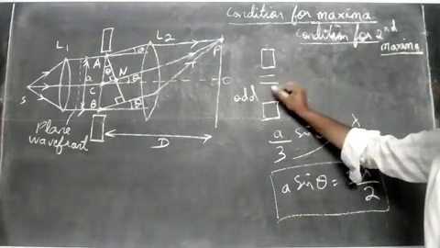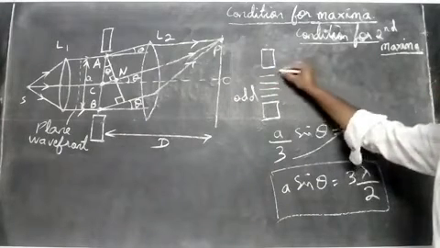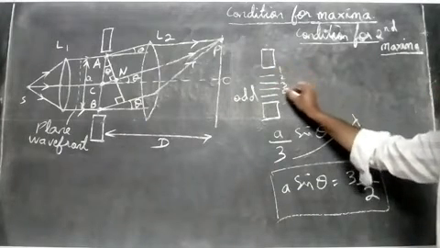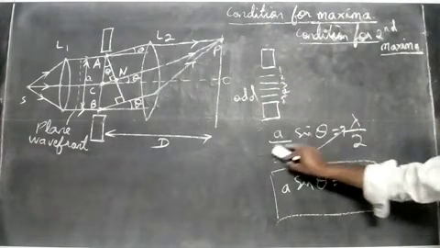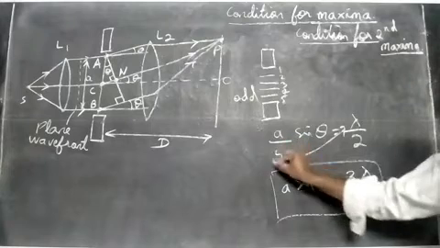So 5 parts. 1, 2, 3, 4 and 5. We divide into 5 parts here. In this equation, instead of 3, we just change it to 5.